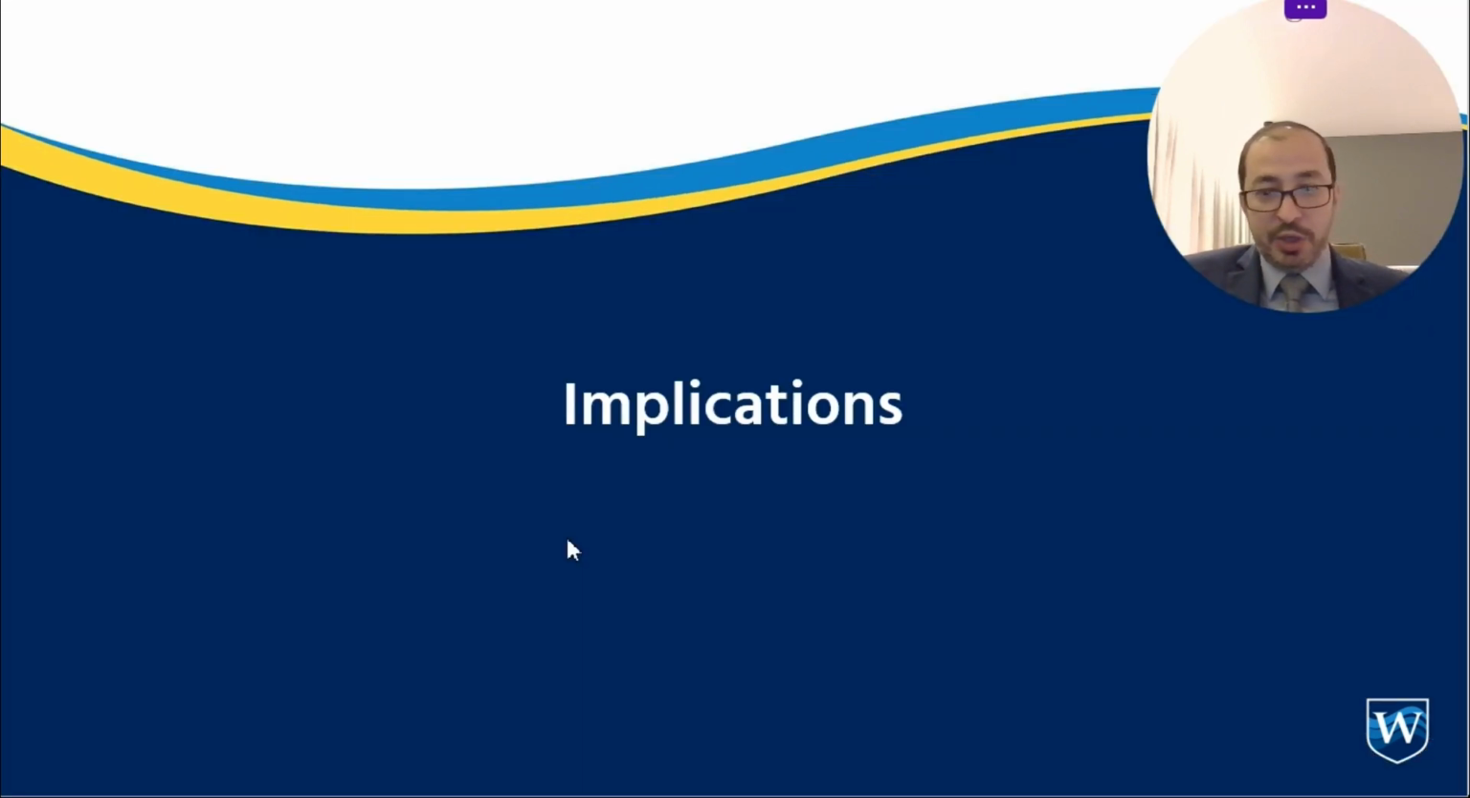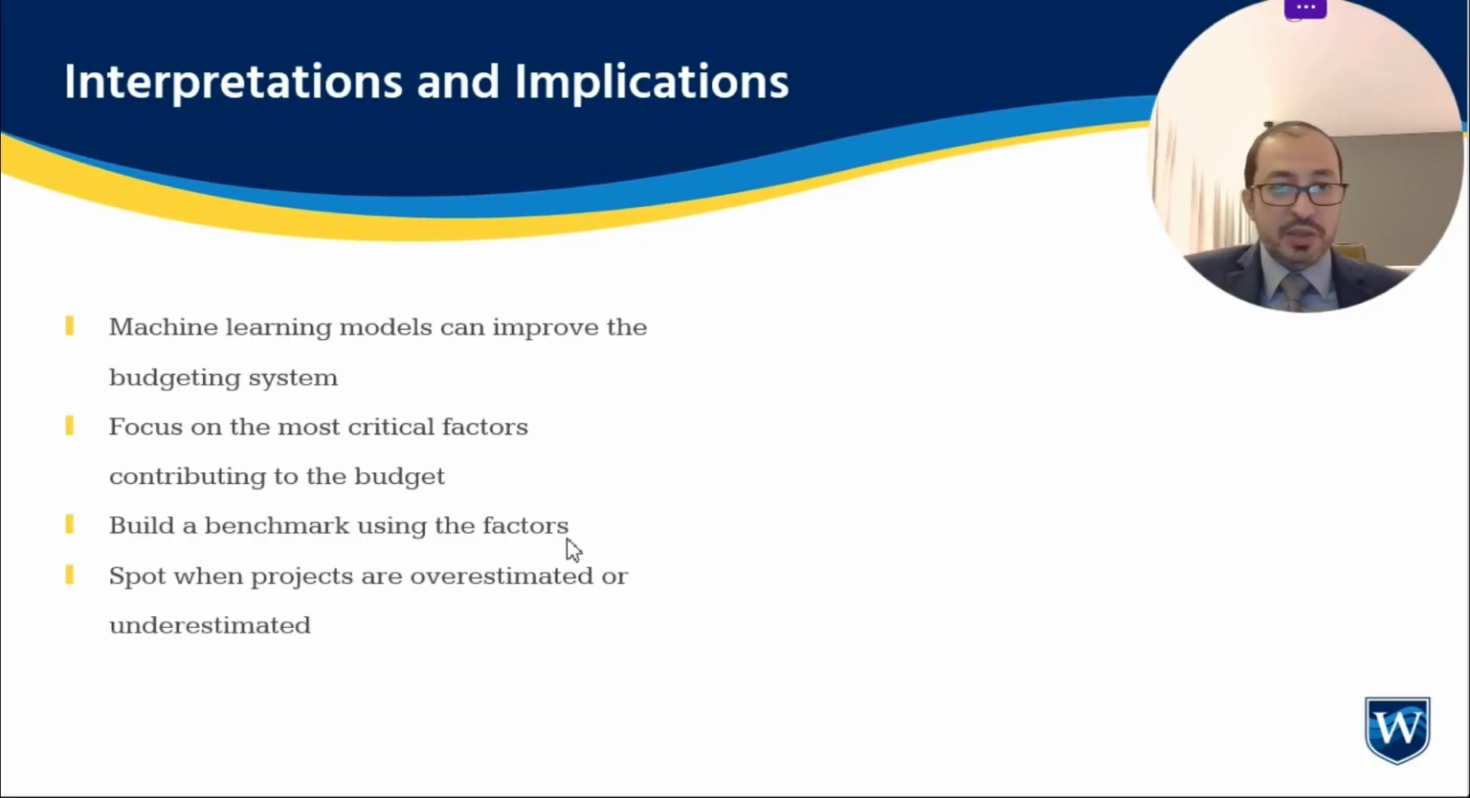What is the implication of that research? Okay, we could conclude that machine learning can improve a budgeting system. We can focus on the most critical factors. We can build a benchmark to spot if there is overestimation or underestimation in the project budgeting.